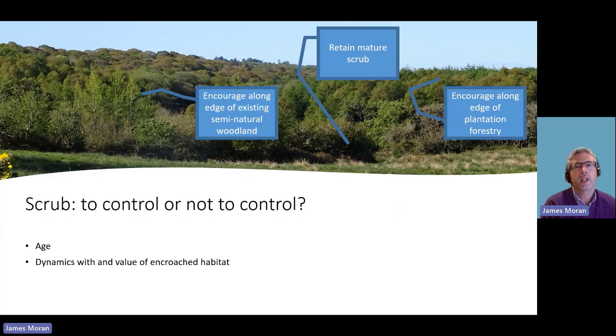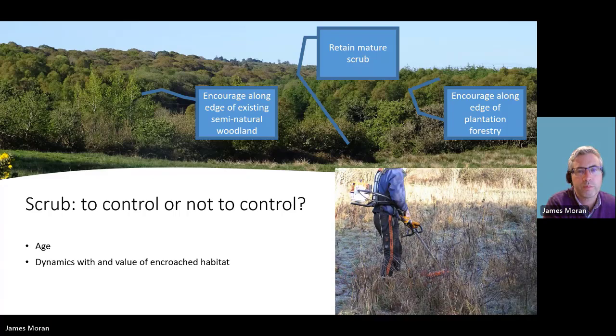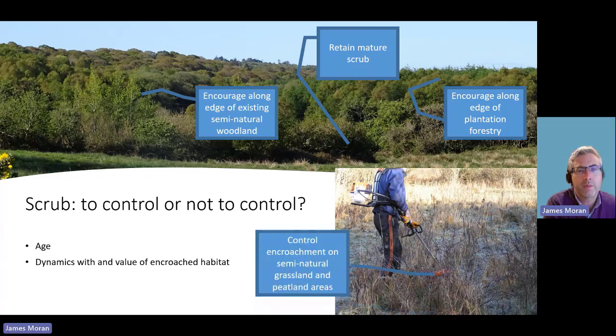We should encourage scrubland along the edge of plantation forestry, where much of it occurs after establishment of the forest, and particularly in the first decade or so after establishment. However, we should control encroaching scrub on semi-natural grasslands and peatland areas.